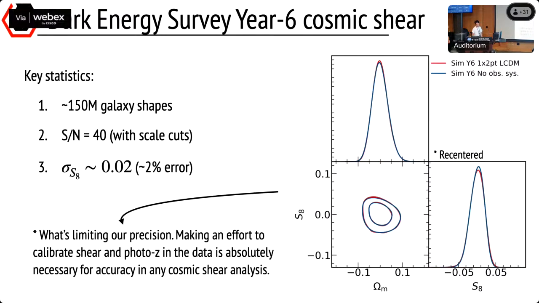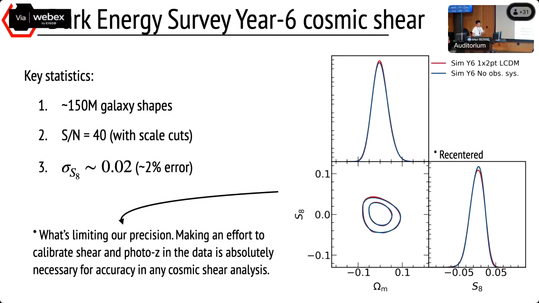I also want to show what limits us from achieving a better precision in Y6. So the red curve contour was the same as before. But the blue curve here is the forecast, but with all the observation systematics parameters set to 0. So it is showcasing as if our data is perfect. We don't have to model any of the observation systematics. And what this shows is that our limit in systematics is not the ability to calibrate shear or photo-z.